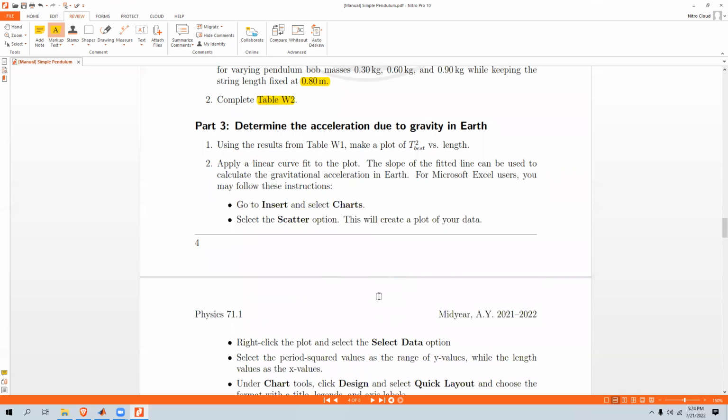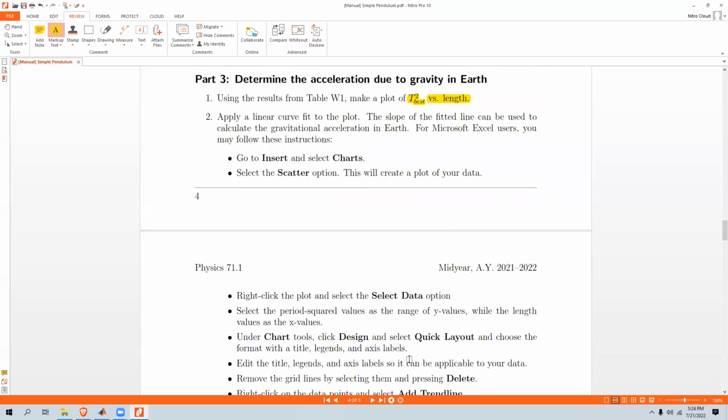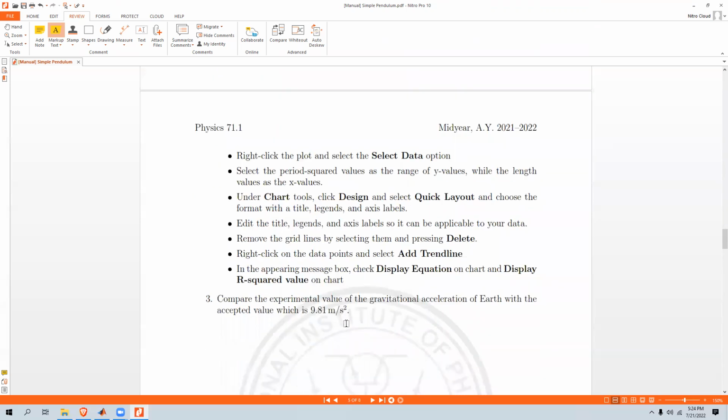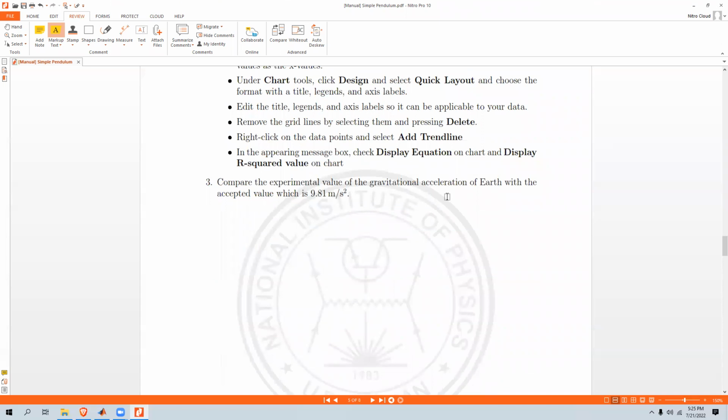Lastly, you will be plotting and determining the acceleration due to gravity on Earth from the plot. Using the results from table W1, you make a plot of T best squared versus length. How do you relate this to equation 5? The actual instructions, you already know this by now, so I'll skip it. You'll compare this lastly with the theoretical value, which is 9.81 meters per second squared.